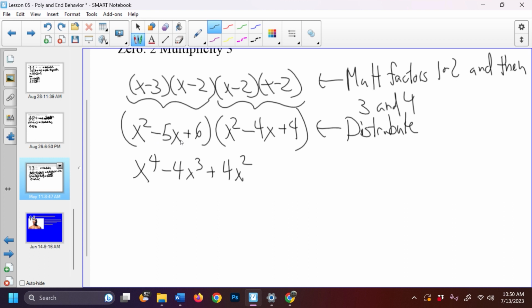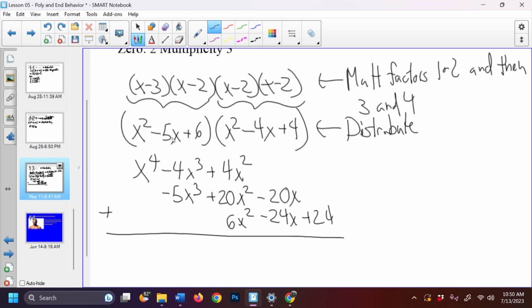And so I'm going to move over to this second term in the first polynomial and do the same thing. So negative 5x times x squared is negative 5x to the third. Negative 5x times negative 4x will be positive 20x squared. Negative 5x times 4 is negative 20x. And then we'll do the same thing, and our last row will be multiplied by 6. So 6 times x squared is 6x squared. 6 times negative 4x is negative 24x. And then 6 times 4 is 24.